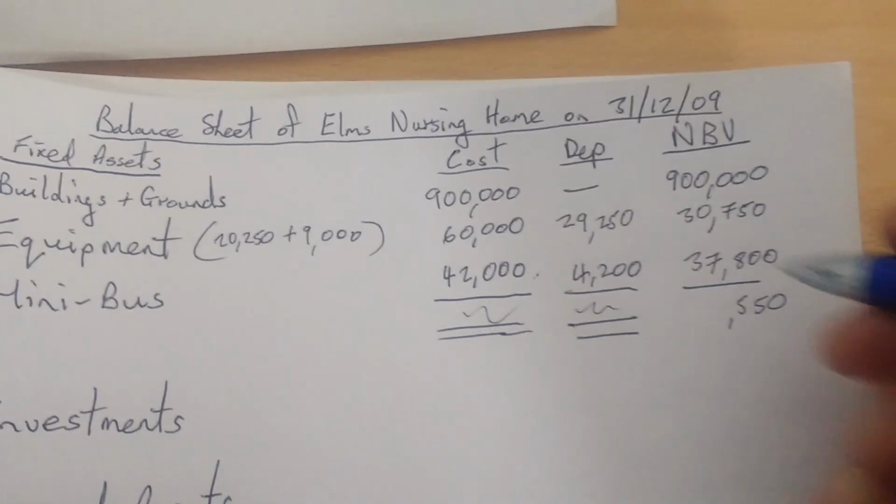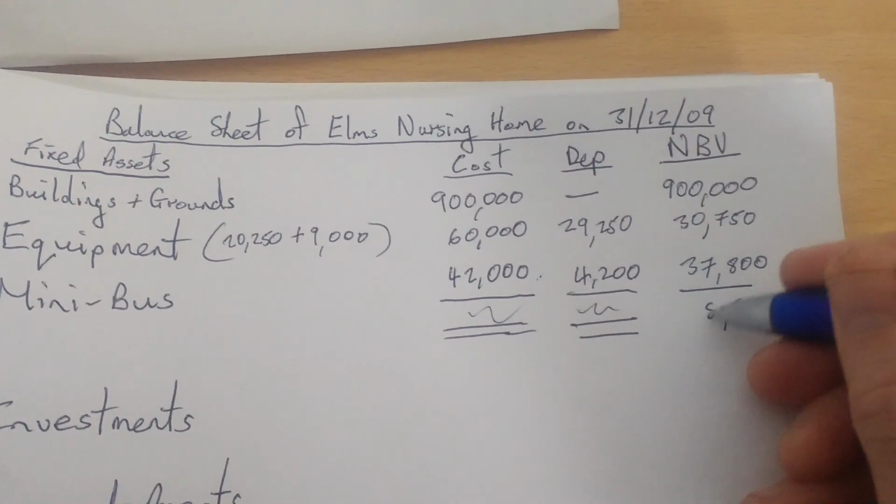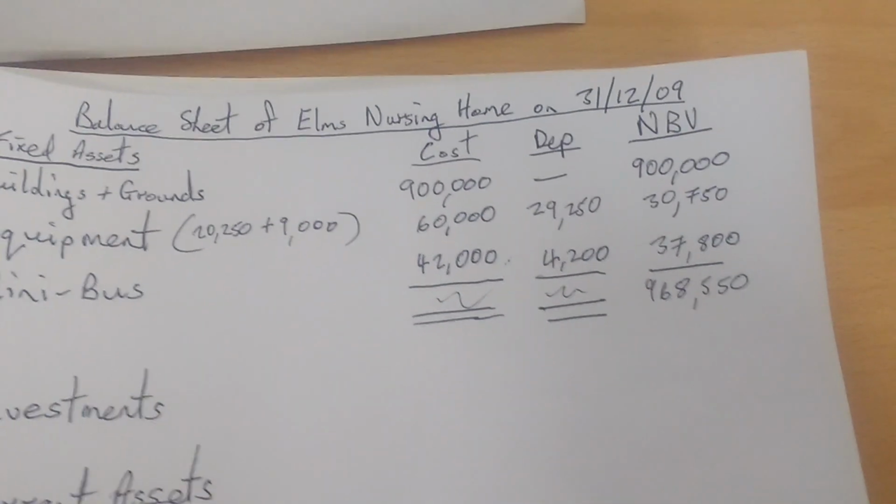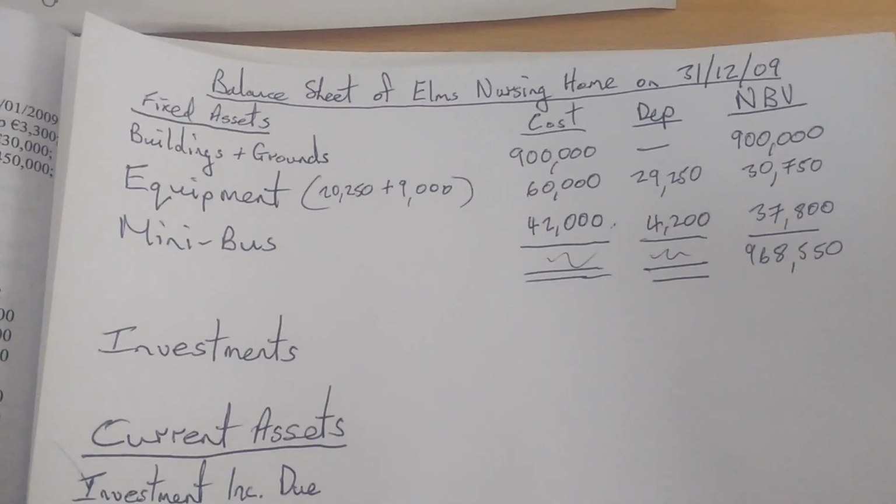5 and 9, what's that? 8, 6, 9. Okay, all right. So that's the balance sheet.